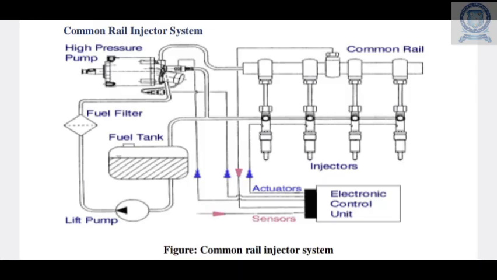In this slide, we are going to see the layout of the common rail injector system. Here the components are a high pressure pump, and a common rail in which the entire fuel travels along, and there is a fuel filter, a main fuel tank, and a lift pump. There are actuators and sensors on the engine, and the electronic control unit receives messages from the engine, as well as giving the quantity of fuel required at each stroke.